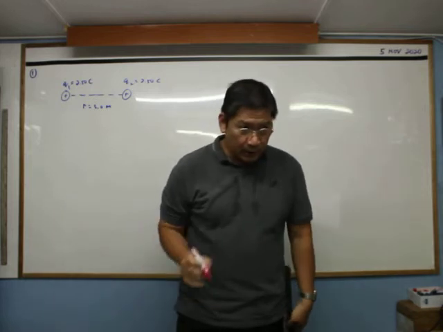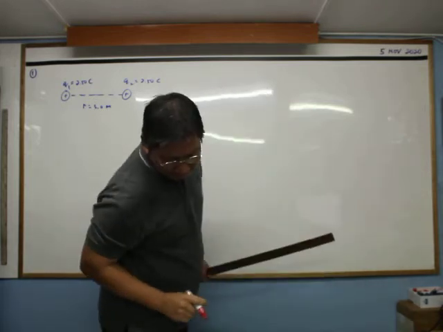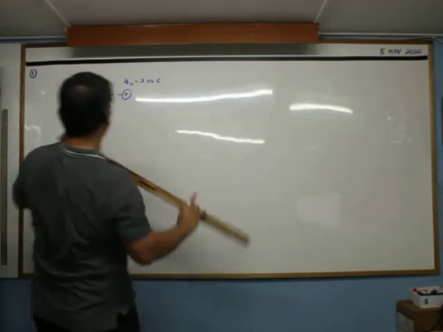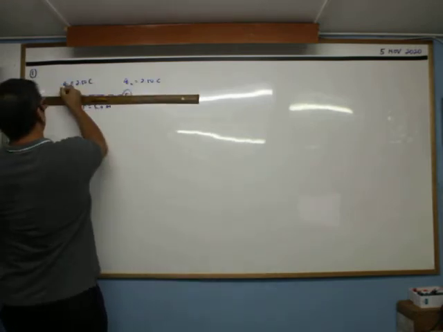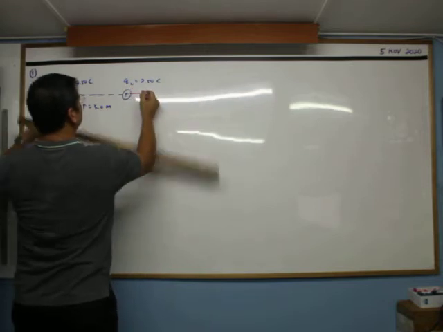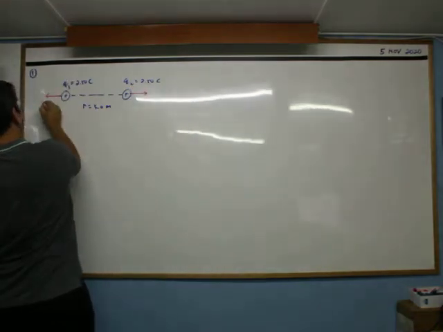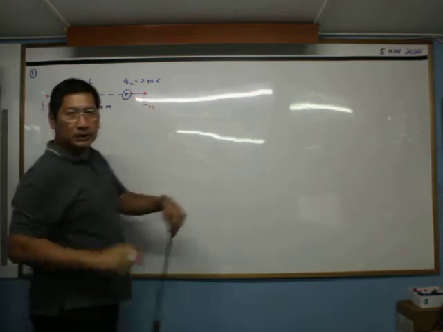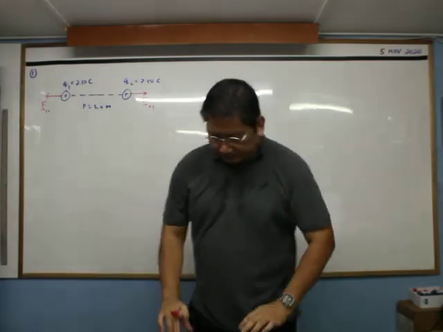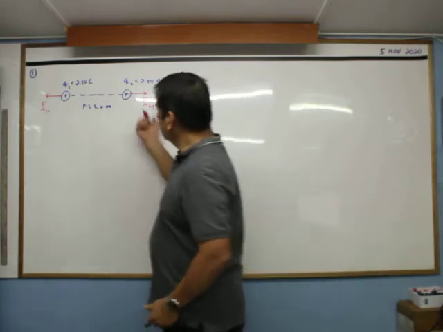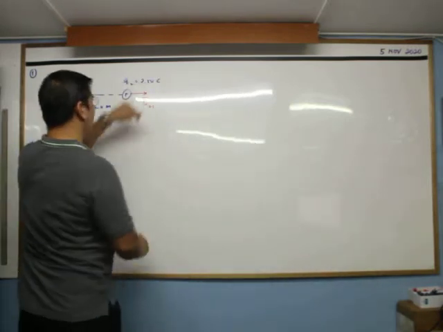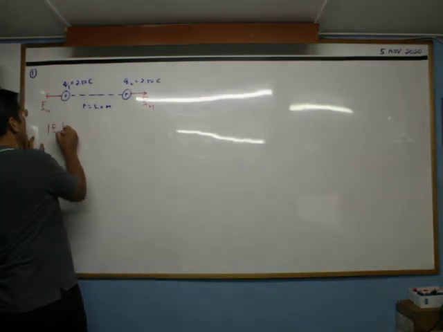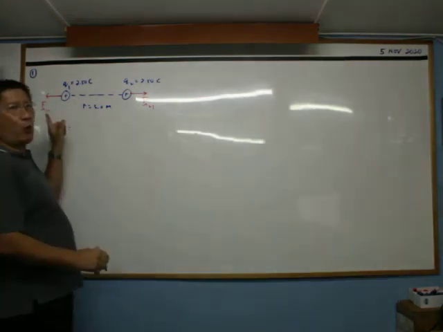So first we label the force between them. That will be repulsive, so they will be pointing away from each other. I'll call this one F12, and this is F21. Remember the protocol we use. First thing, label, done. Number 2, calculate the magnitude. The magnitude for both will be the same, so we calculate for one only.